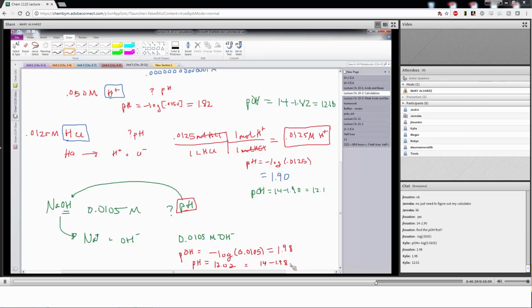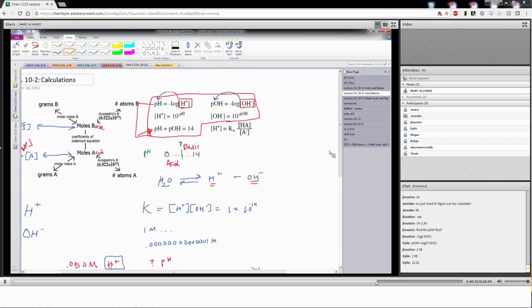Perfect. Okay. The key for these ones is to recognize which equation to use. My pH is the minus log of the H plus concentration. My pOH is the minus log of the OH minus concentration. And there's a direct relationship between the two of them that actually stems directly from this equilibrium equation. These equations will be given to you, so you don't have to remember them. The key is to remember which one to use when. Again, if I give you an acid, you're going to plug it into this one to find the pH. If I give you a base, you're going to plug it into this one to find the pOH and use that then to find the pH.